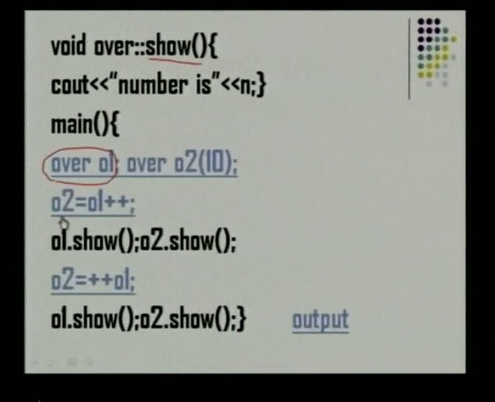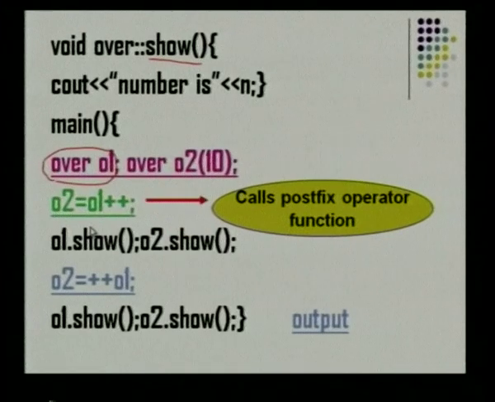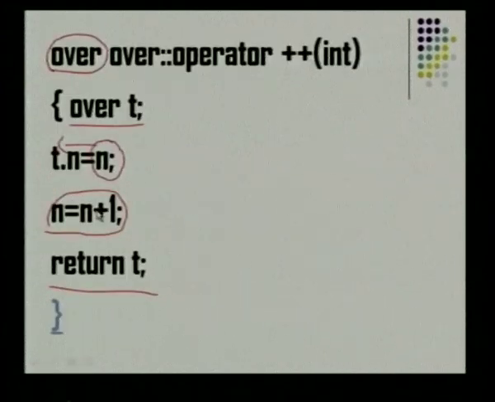Now, this is how the compiler calls the operator function. O2 is equal to O1 plus plus. Here, you can see the plus plus is coming after O1. So, when the operator comes after the operand, it resembles a postfix operator function. So, this particular statement will call the postfix operator. When the postfix operator is called, what action is taken by the compiler? It will go to this postfix function, plus plus with an integer argument.